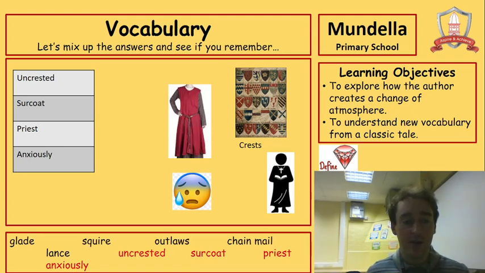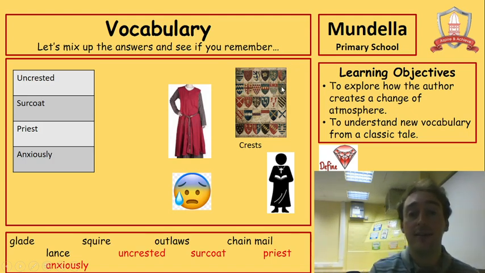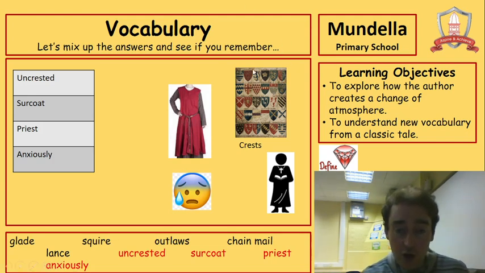Okay, here are 4 other words that we'll need to know. So uncrested. If you look at the picture up here, we can see lots of different crests. Now a crest shows the castle or the lord that the knights are serving. So for example, the lord in this case is the Sheriff of Nottingham, okay? And the Sheriff of Nottingham will have a crest.